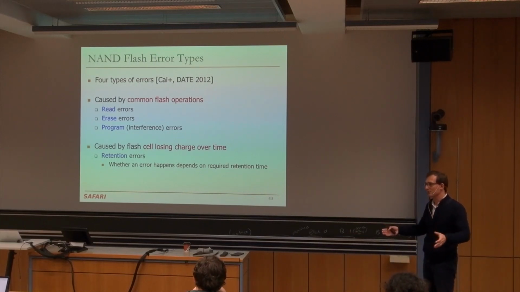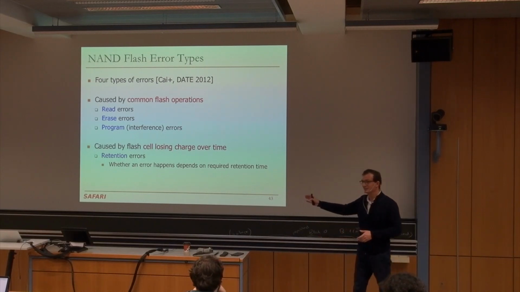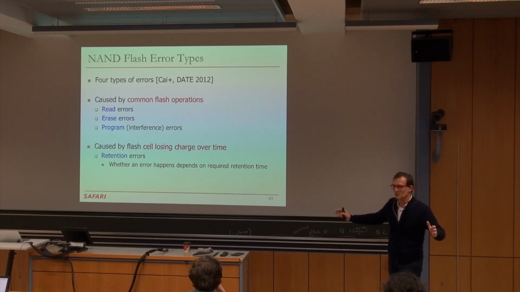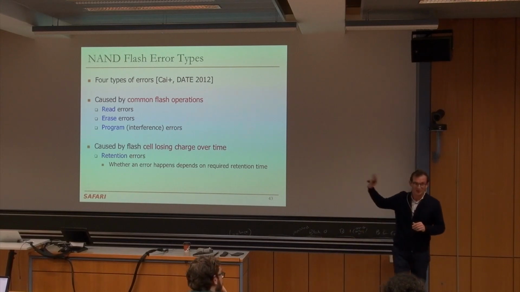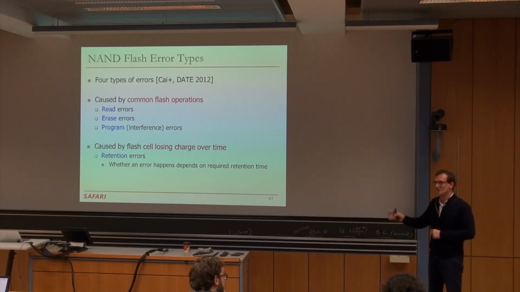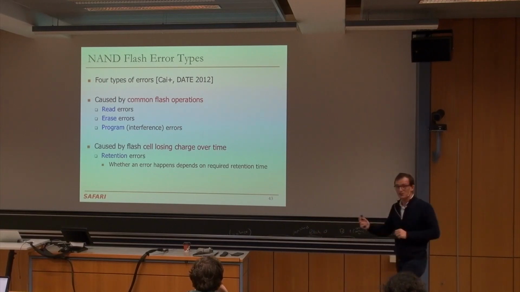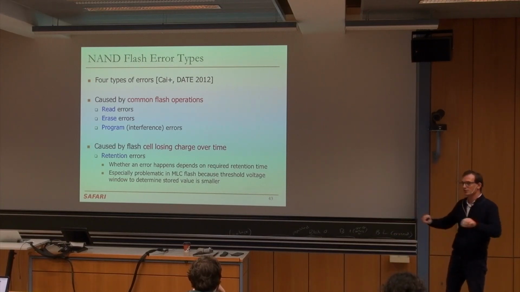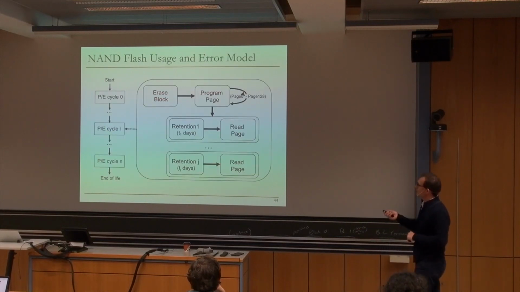For example, if you're going to store your pictures in a USB drive and you're going to read them 6 years later, that's a lot of retention time. You may want to read them earlier, because those drives are actually some of the worst flash memories, and they are subject to all of those errors, and they don't have many of the error mitigation mechanisms inside there. So retention depends on retention time, of course, when you're going to read these things. And this is especially problematic in MLC flash because the threshold voltage window to determine the stored value is smaller, as we've discussed.